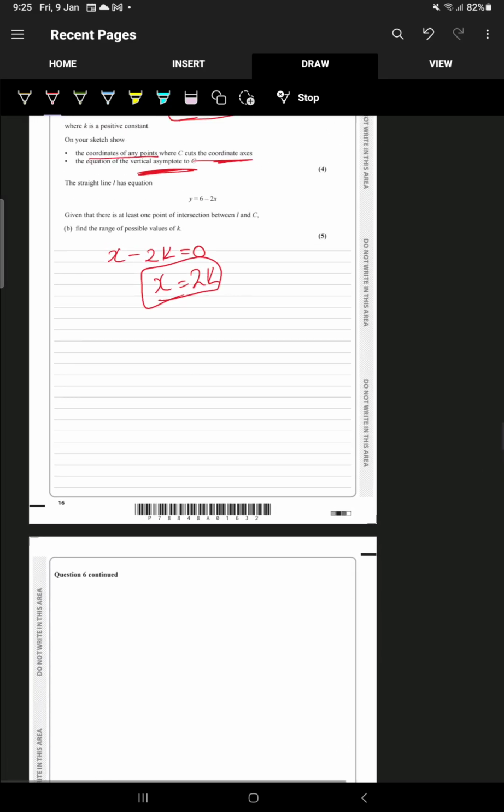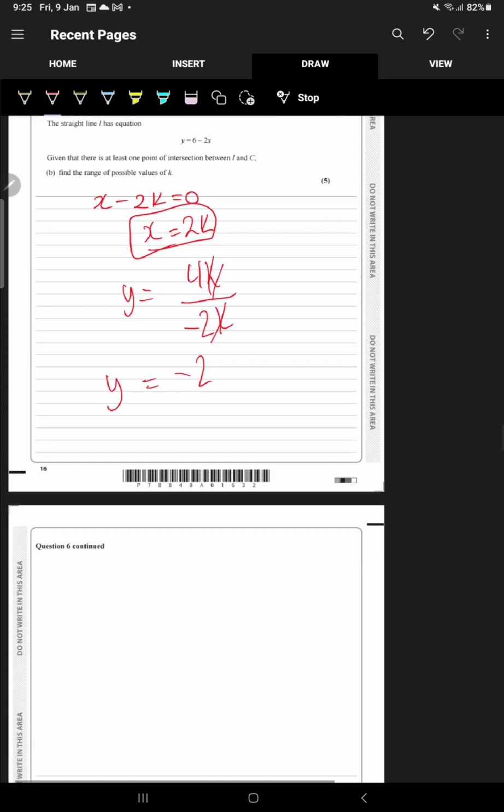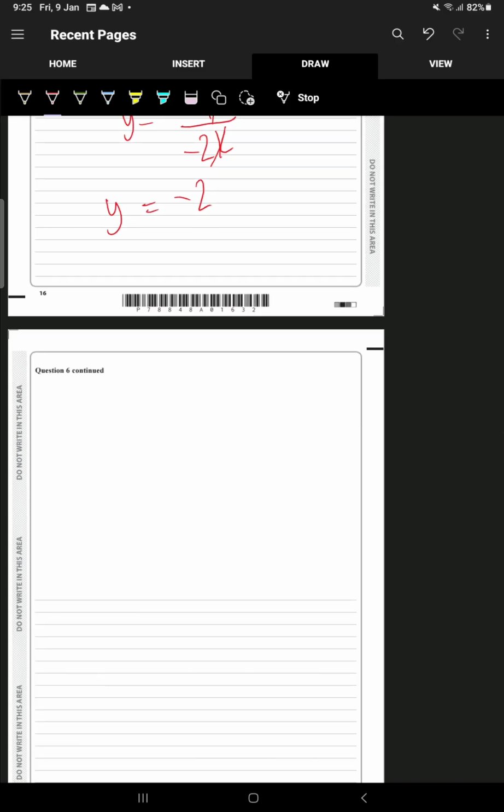Now we have to find the y-intercept. The x asymptote is already found. The y-intercept occurs when x is equal to 0. So 0 minus 2k is just minus 2k. The k's cancel out, and 4 divided by minus 2 is going to give us minus 2. So that's our y-intercept.